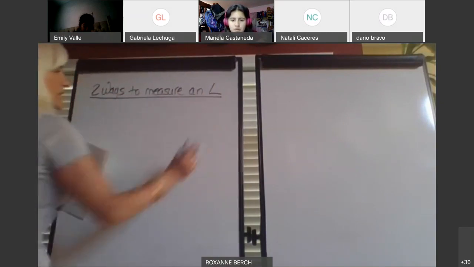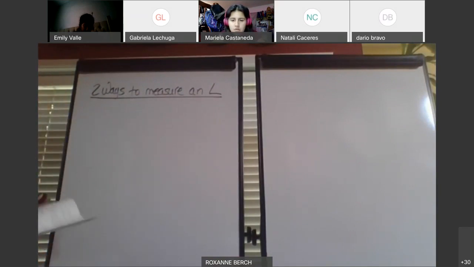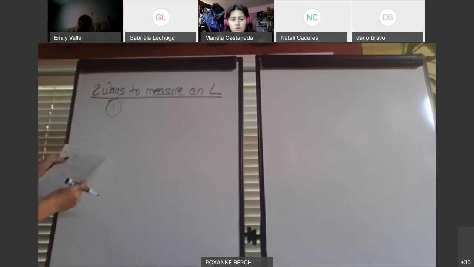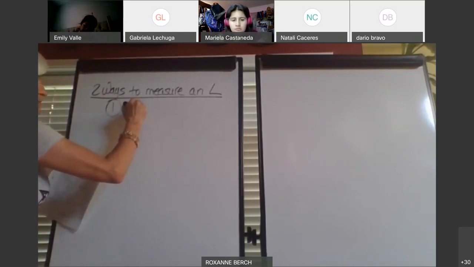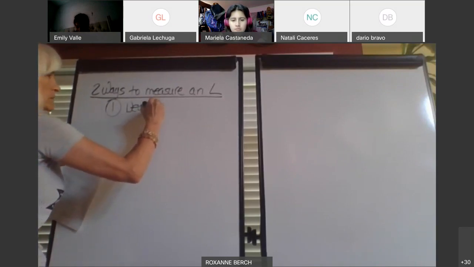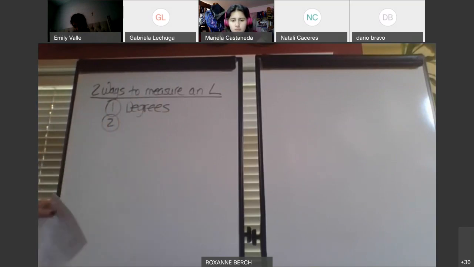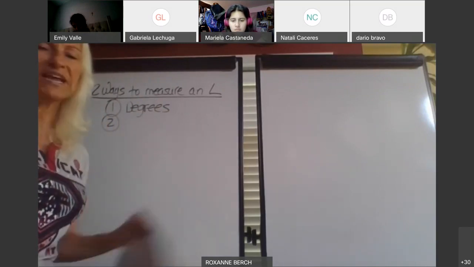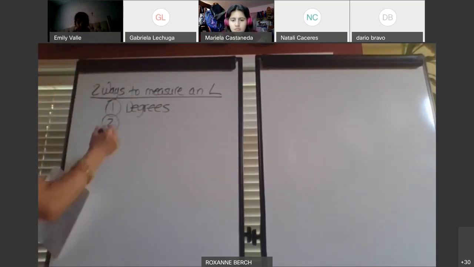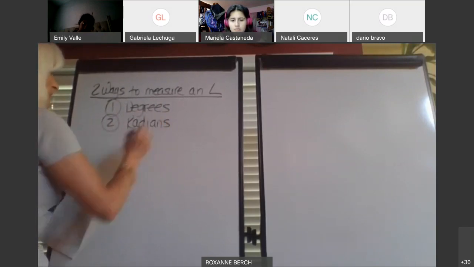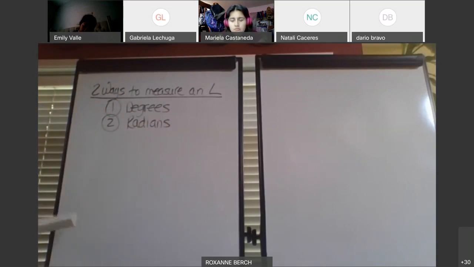All right. This could be on the quiz also. There are 2 ways to measure an angle. The first way is what you studied in geometry, and that is degree measure. The second way, that we're going to do 99% of the time in this class, is going to be radian measure. So those are the 2 ways to measure angles.